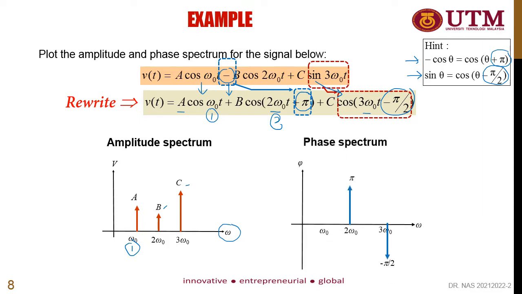Next, you need to plot the phase spectrum. For the first one, omega naught, there's no phase shift, so it is 0 at omega naught. At 2 omega naught, you have positive pi, and at 3 omega naught, you have negative pi over 2. So remember, if you need to plot a spectrum, make sure you plot both the amplitude and the phase spectrum.